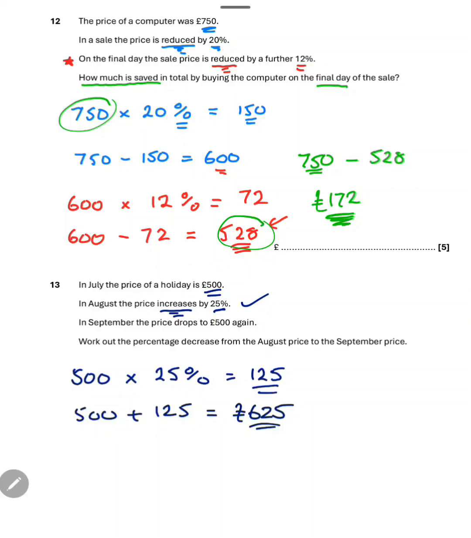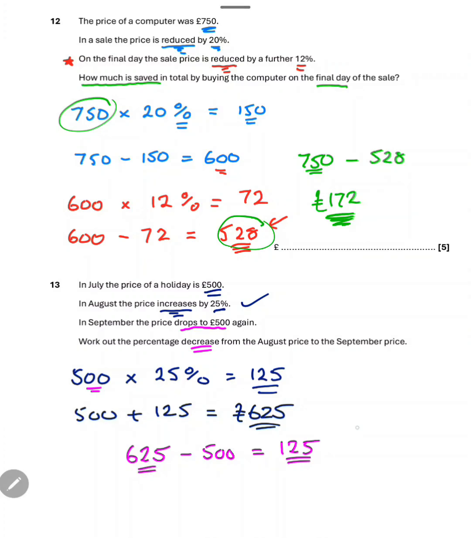It then says the price drops to 500 again. What is the percentage decrease to get me back down? So first thing I'm going to do is say, right, we're at 625. We're going back down to 500. So let's figure out how much I've dropped by. You know what? I knew that already. It's coming back down by £125. I need to work out what that is as a percentage of this.